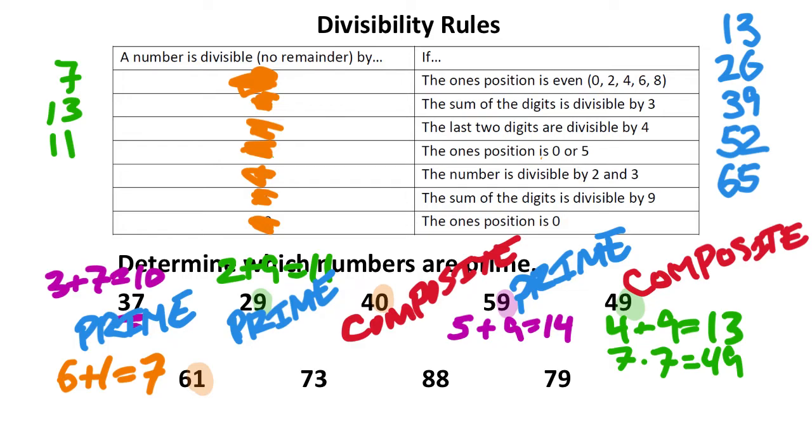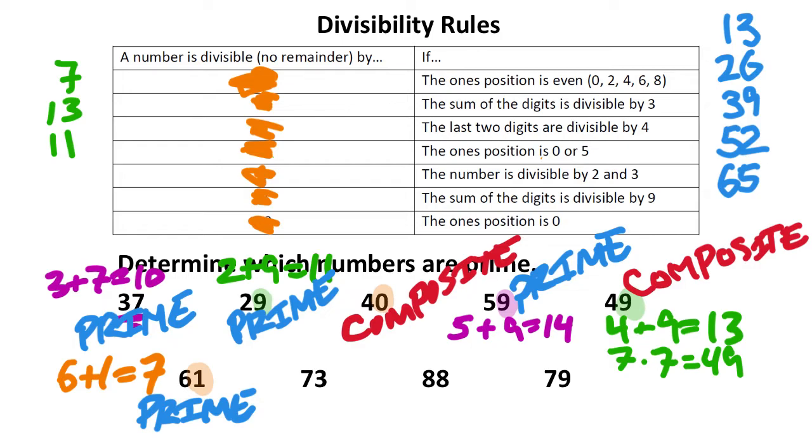So let's check our other numbers, right? 61 is not a multiple of 7, so it's not divisible by 7. 13, it's not in our list of multiples of 13, so that's not good. And it's not a repeating number in both place values, so it's not divisible by 11. So that means that this number 61 is also prime. So it's only divisible by 1 and itself.